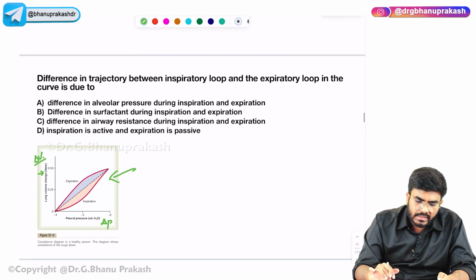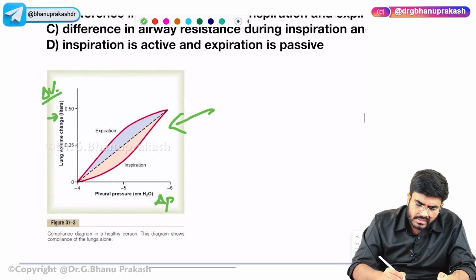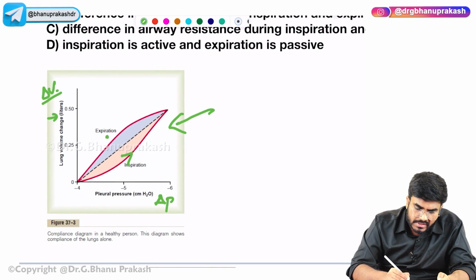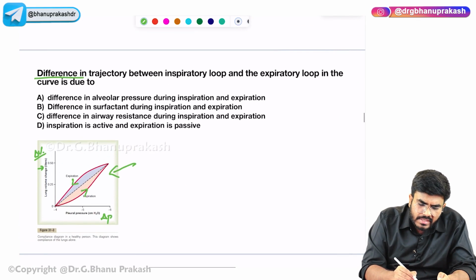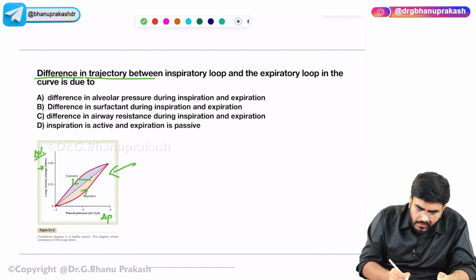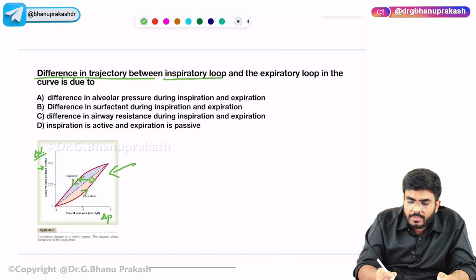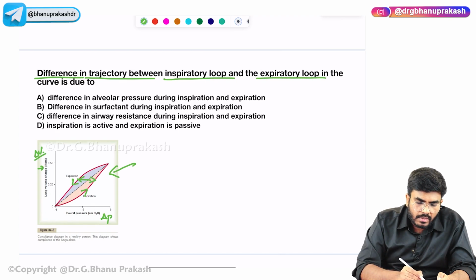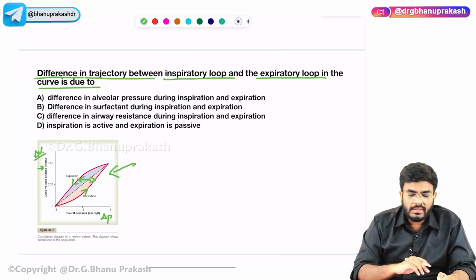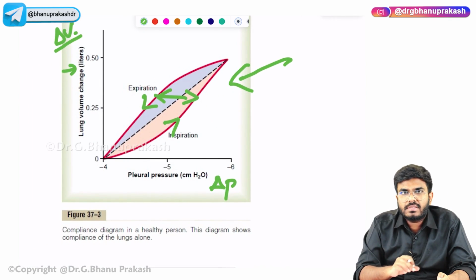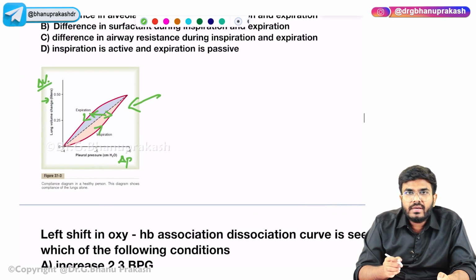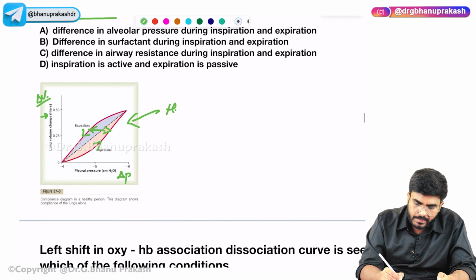Now what they are asking, it's a compliance curve. You already know it. This is the compliance of the lung during inspiration. This is the compliance of the lung during expiration. Now the difference is there, the difference in the trajectories between the inspiratory loop and the expiratory loop. There is a compliance difference. I have already told you this difference is called what? Hysteresis.